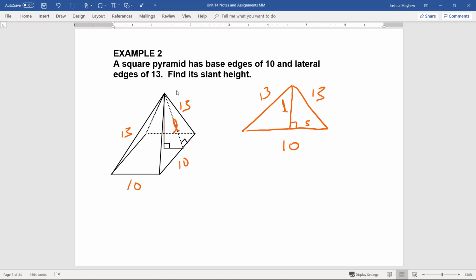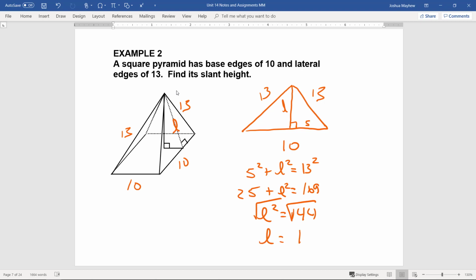So again, we have a right triangle, and we use the Pythagorean theorem to solve for that third side. We have 5 squared plus slant height squared would equal 13 squared. 5 squared is 25. 13 squared is 169. Subtract 25 from both sides. We get slant height squared is equal to 144. Take the square root. Slant height is 12 units.